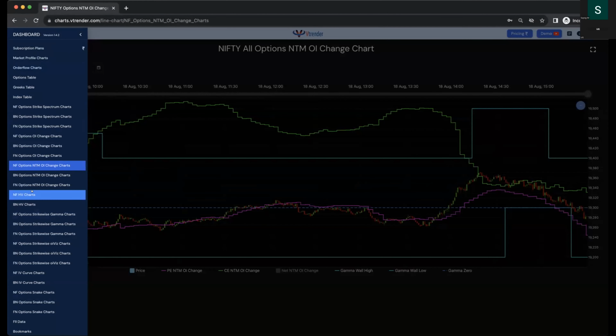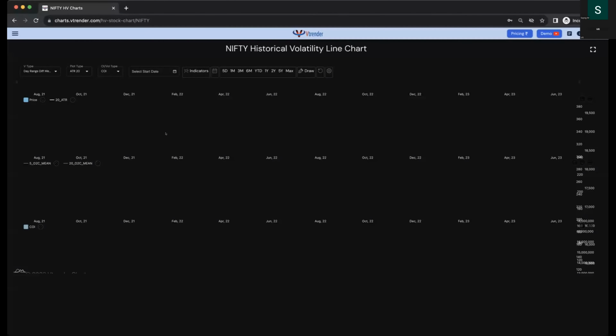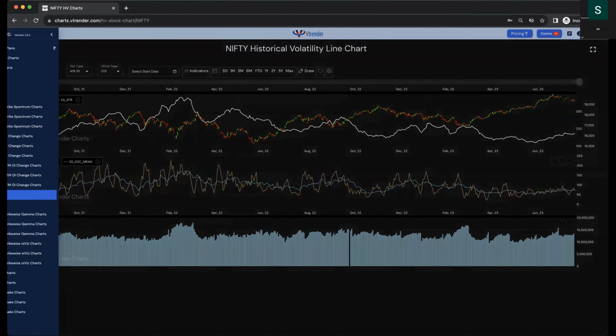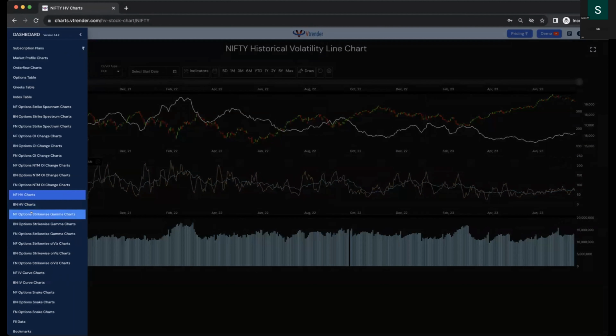We have historical volatility charts. Again, for those who want to check on some parameters from a longer time frame perspective. So there are a lot of fields. Again, I won't go through all of them. You can check on them. You can check the manual. You can research. These are well-known indicators and terms.